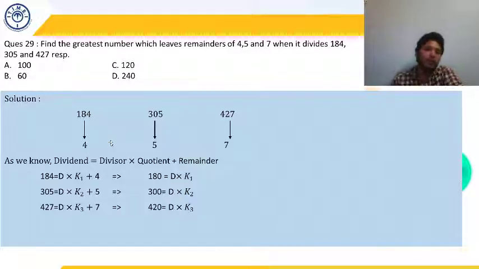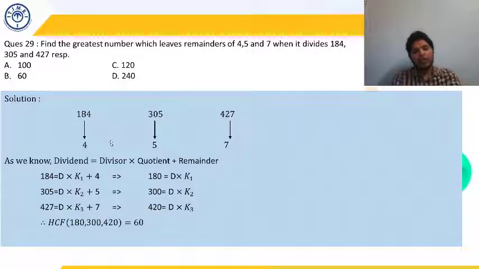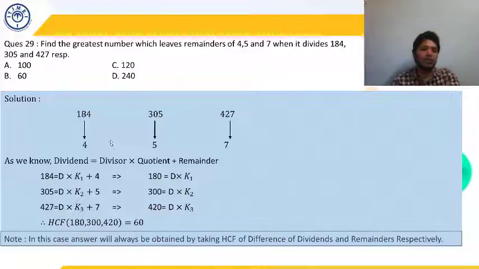Now we need to find the highest possible value of D, and D is a factor of all three of them. So we need to find the common factor of all three of them, and that should be the highest common factor, that is the HCF of these numbers. So what is the HCF of 180, 300, 420? It is going to be 60. So your answer is going to be 60.